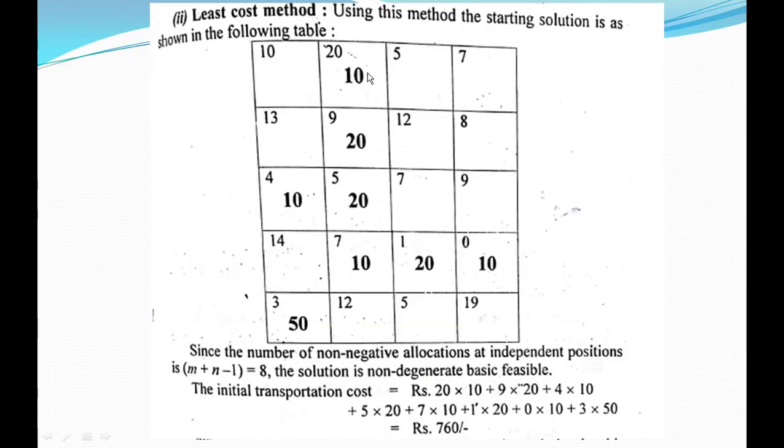What about this? We had a situation 1, 2, 3, 4, 5, 6, 7, 8. So m plus n minus 1 is equal, so no need of going for degeneracy. Here you have 1, 2, 3, 4, 5, 6, 7. Only 7 allocations are there. So I have to take care of degeneracy. To resolve this degeneracy, I have to include what?